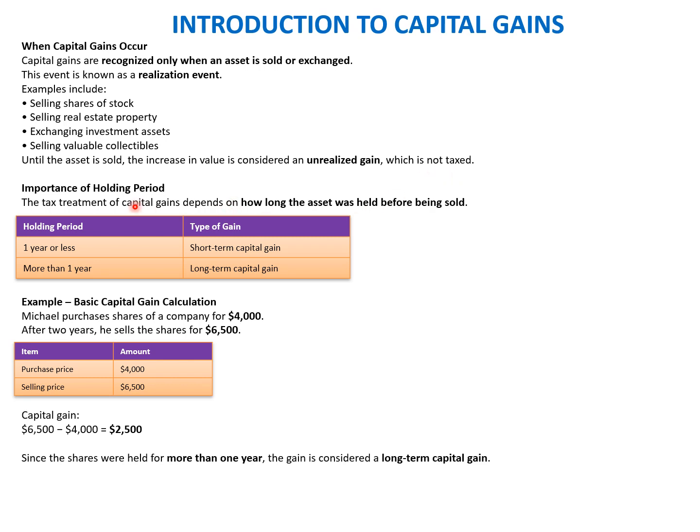Then we come to the important concept of holding period. If the asset is held for 1 year or less, then it is a short-term capital gain. If it is more than 1 year, it is a long-term capital gain. For example, Michael purchased shares of a company for 4,000 and after 2 years sold them for 6,500. So 2,500 is subject to the long-term capital gain tax and it will be taxed at the special rate. So we'll move to the next slide.